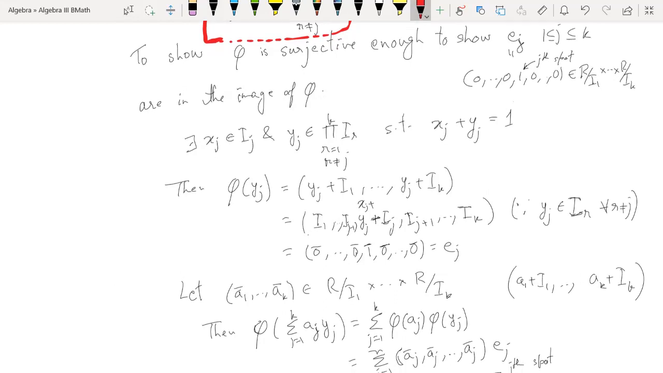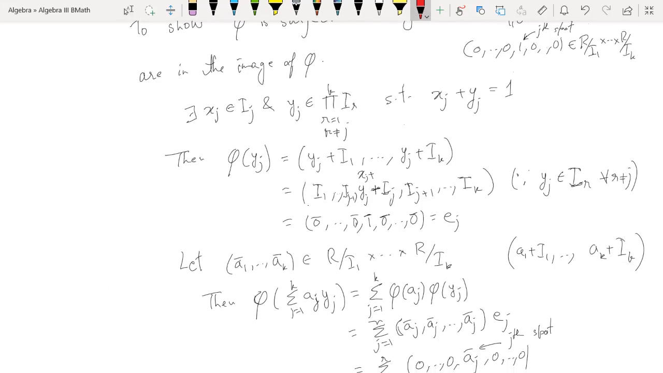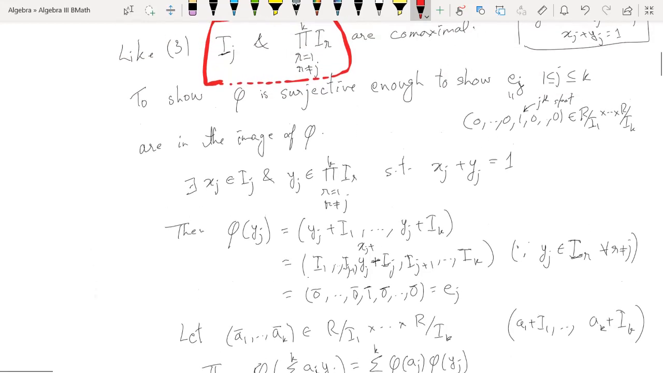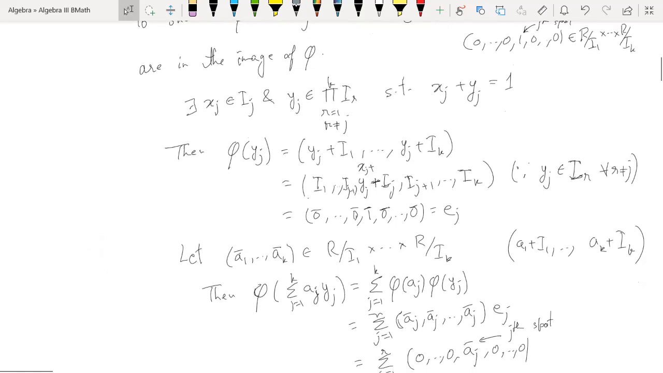Where the ais are elements of the ring R, a1 bar means the class containing a1. Now consider the element summation aj yj. The claim is that phi of that is going to be a1 bar to ak bar. So what is phi of this? It is the sum of phi of aj times phi of yj, because phi is a ring homomorphism. We have already defined phi, and since it's a ring homomorphism, we have this property. And I don't know why this became R instead of R, whatever. Funny letter it is.